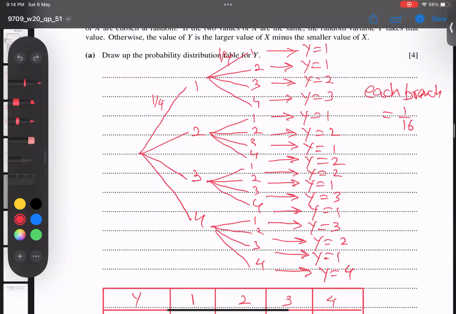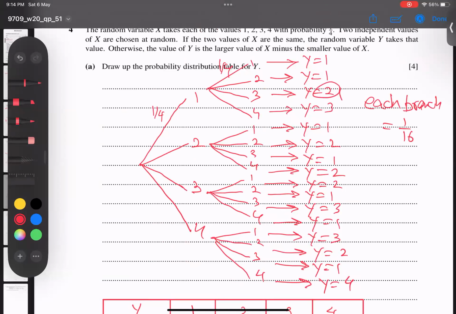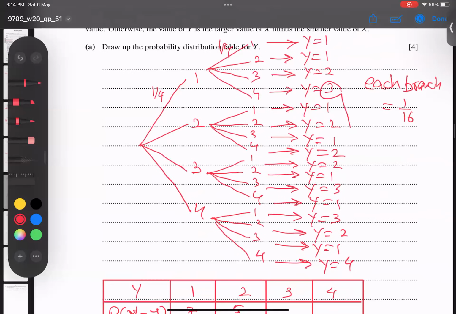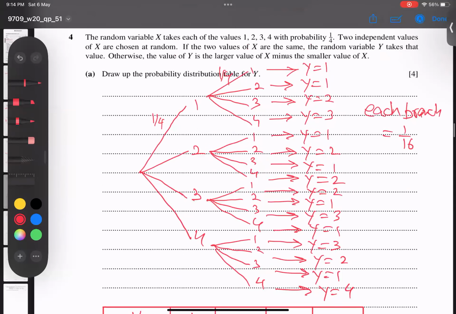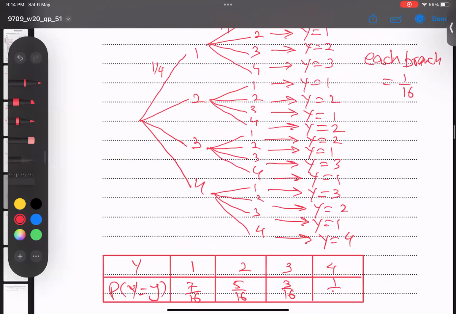So how many ones come, students? Count: 1, 2, 3, 4, 5, 6, and 7. So 7 times this, so we got 7/16. How many twos? 1, 2, 3, 4, 5. So 5 by 16. How many threes? 1, 2, 3. So I get 3 by 16. And how many fours? Only one, the last number. So 1 over 16. Interesting.